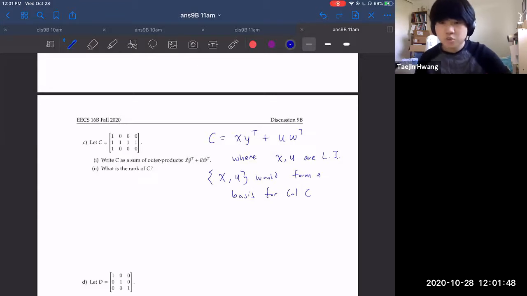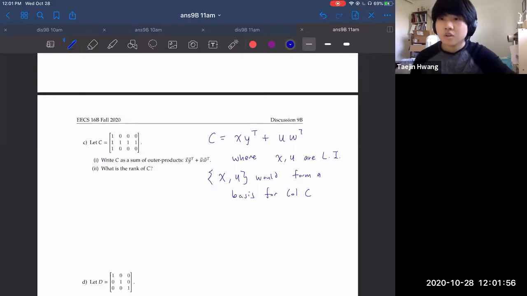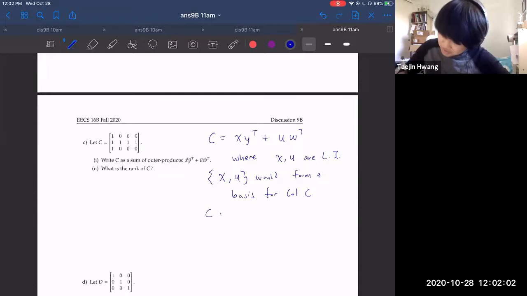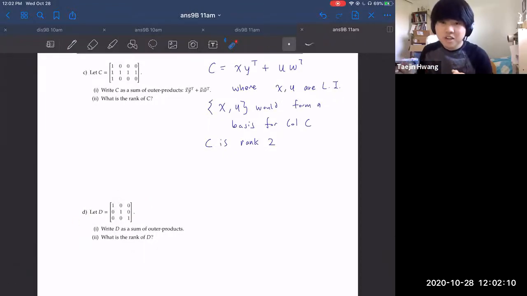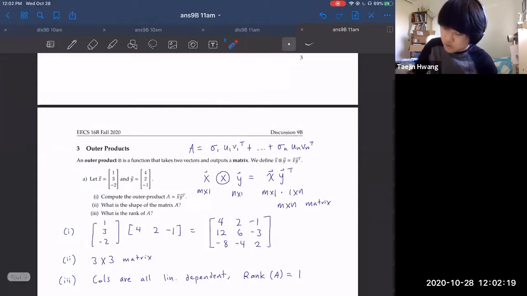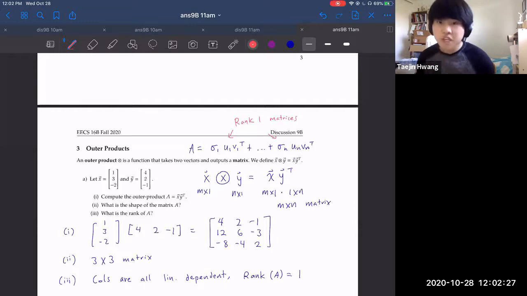I definitely recommend you work out the rest of the discussion worksheet on your own time, and you're going to get some additional practice on the homework as well. So would C then be rank 2? Yeah, exactly, C is rank 2. And this third matrix here, you can write as 3 outer products, and that would be rank 3. That ties back to lecture, where you wrote a rank n matrix as a bunch of rank 1 matrices. And this is how we're going to build up the SVD.